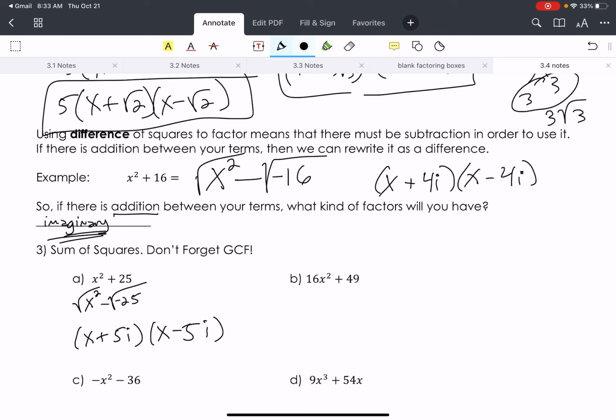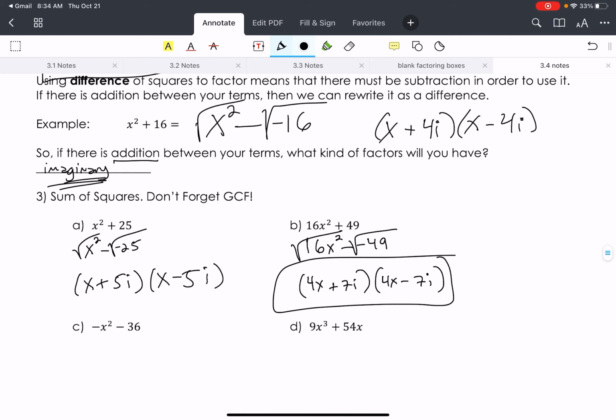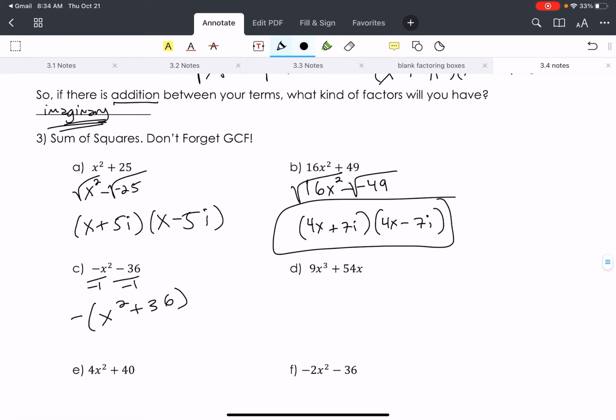Okay, let's try one more. You guys are doing great. Is there anything I should do before I can do my trick on this one? Factor out what? Yeah, the GCF. Why did I write so big?